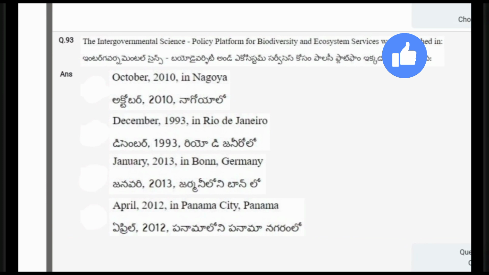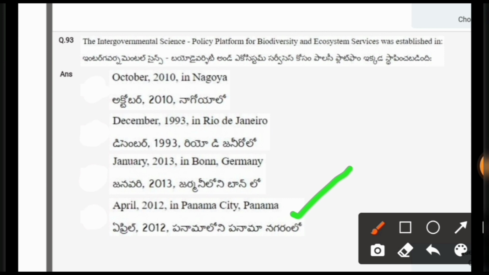The Intergovernmental Science Policy Platform for Biodiversity and Ecosystem Services was established on. The options are October 2010 in Nagoya, December 1993 in Rio de Janeiro, January 2013 in Bonn, Germany, April 2012 in Panama City, Panama. The correct option is the fourth one, that is April 2012 in Panama City, Panama.